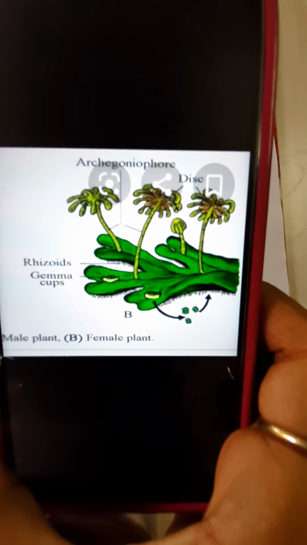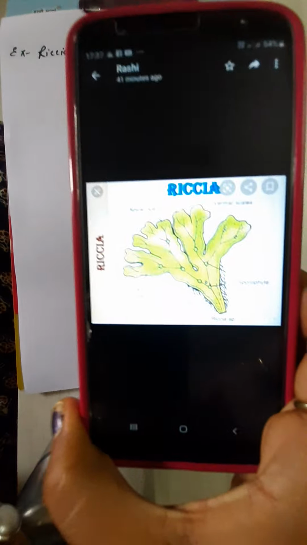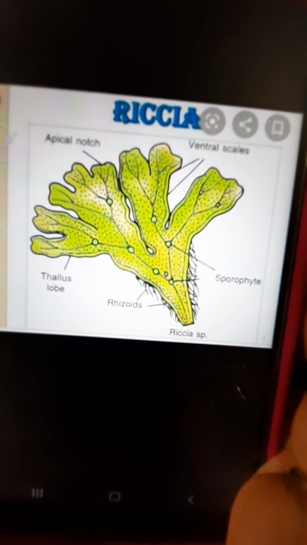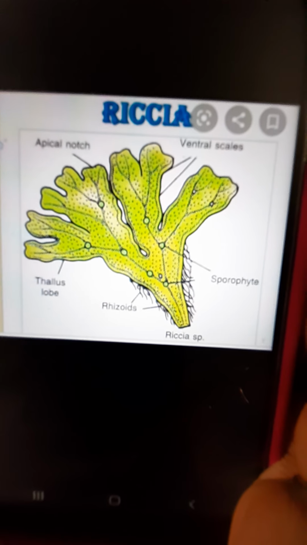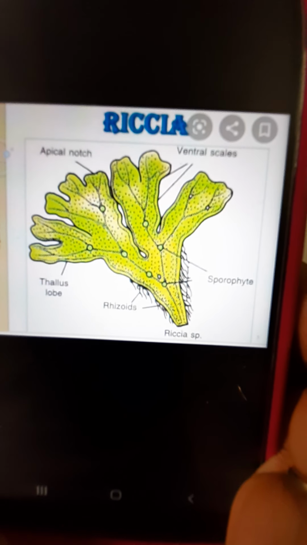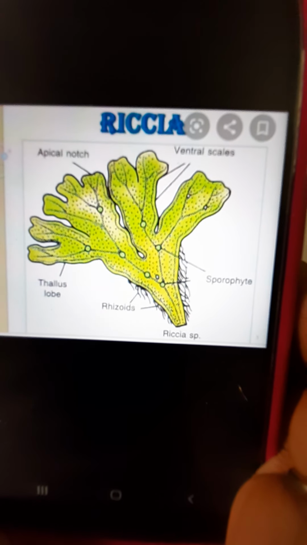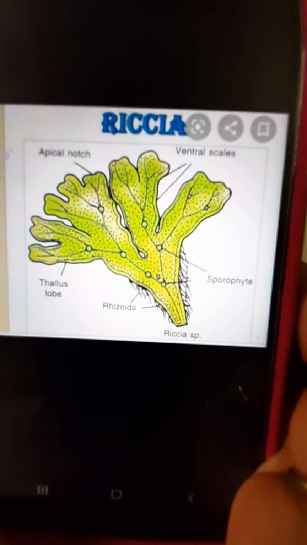This is archegoniophore, rhizoids, gemma cups you are able to see. So now we will discuss if diagram is necessary so that you can study in detail. And this is Riccia. So you are able to see rhizoids, ventral side, ventral scales and thallus, apical notch. So this is what Riccia actually looks like.